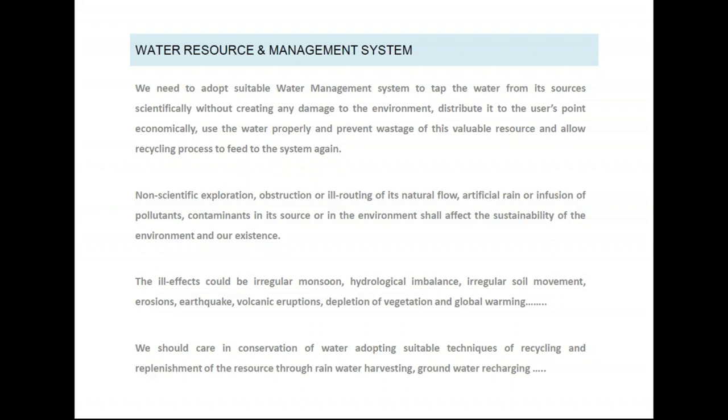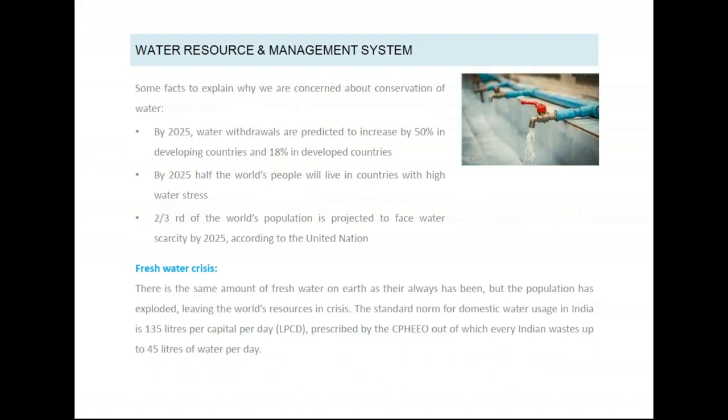We should care about conservation of water, adopting suitable techniques of recycling and replenishment of the resource through rainwater harvesting and groundwater recharging processes.